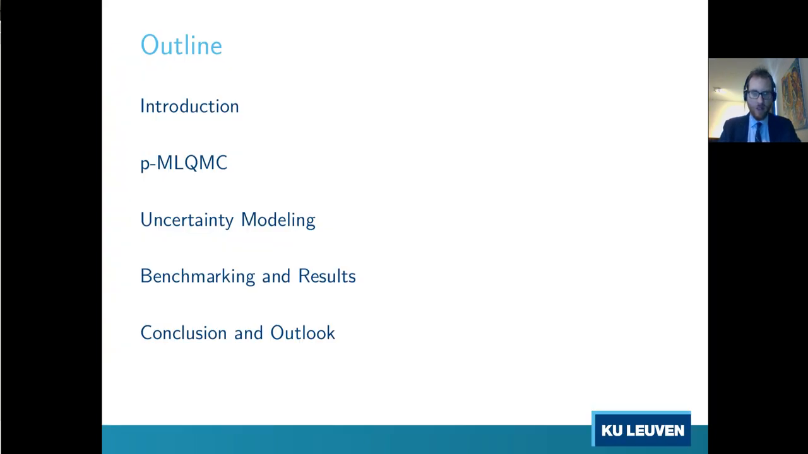So let's dive right in, shall we? This is the outline of the presentation. I'll give an introduction, a bit of setting the stage for P multi-level Quasi-Monte Carlo and what's to come. Afterwards, I'll talk a bit more about the method itself before moving on to uncertainty modeling. This will be an important part of the presentation. Then we'll move on to benchmarking and results, where I'll show you some results. And at last, conclusion and outlook.